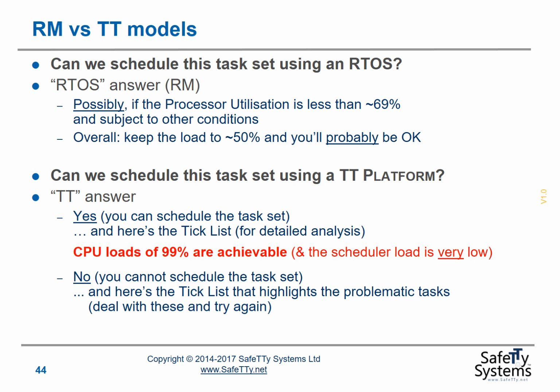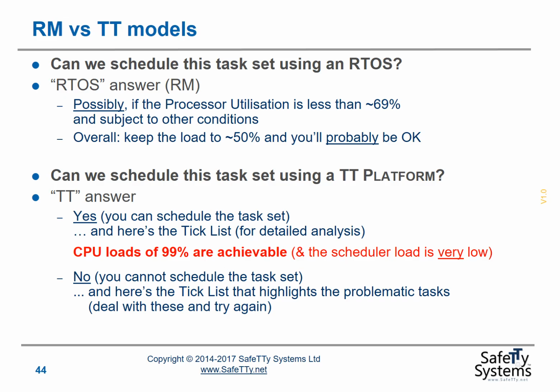If your processor utilization is less than 69%, you have independent tasks, and you accept that the deadline is equal to the period, your answer will come back saying, okay, you can probably schedule this if your processor utilization is less than 69%. In practice, if you keep the average CPU load to about 50%, you'll probably be okay in most RTOS-based designs.